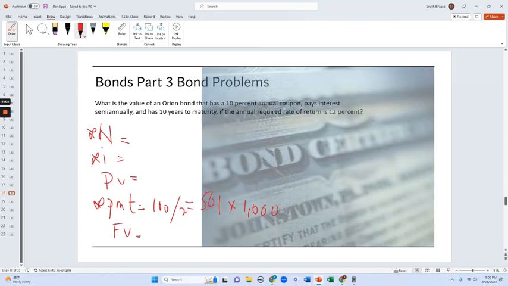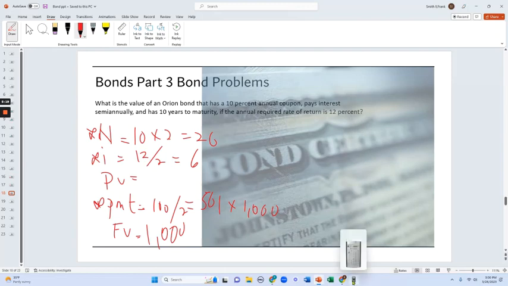Semi-annually out there. And we know that it's $1,000 face value, and we know that it pays 10 years until maturity, but it's semi-annual, so there's 20 of those payments out there. And the market is wanting 12% semi-annually, which is 6% once a year.